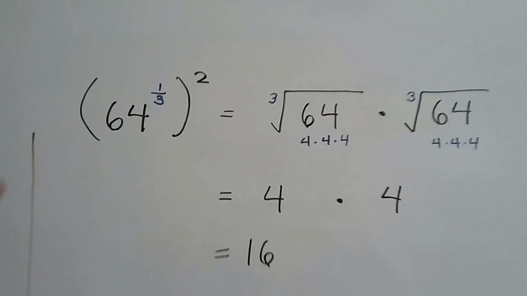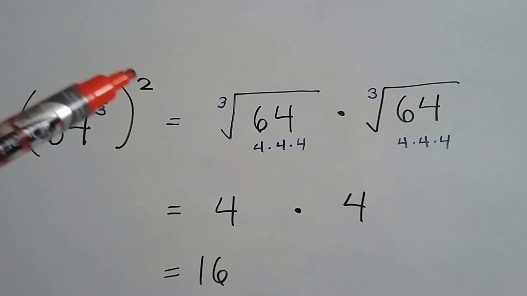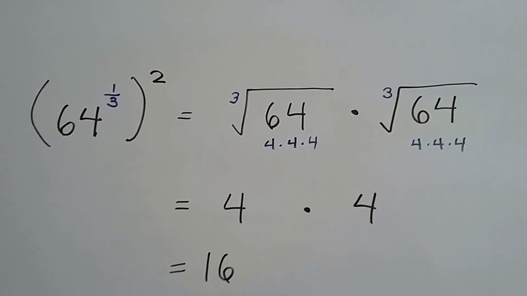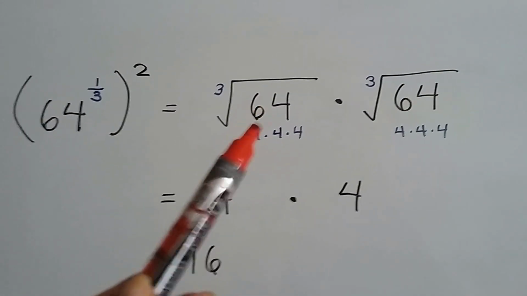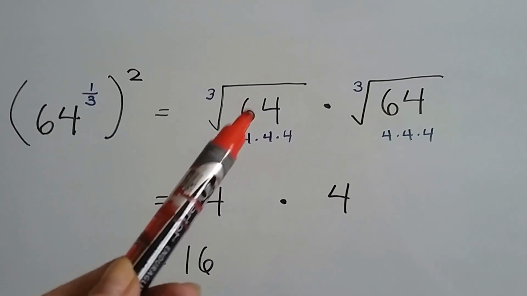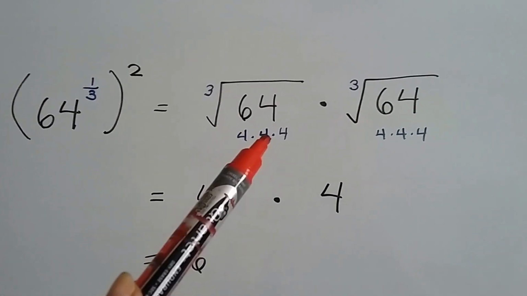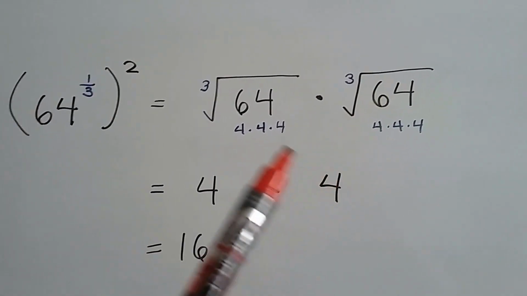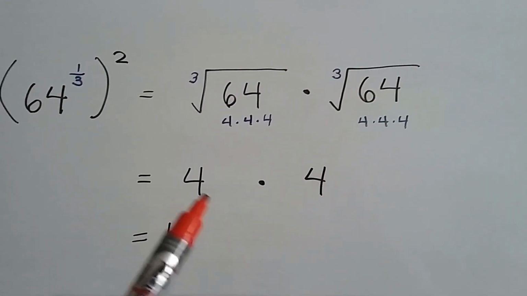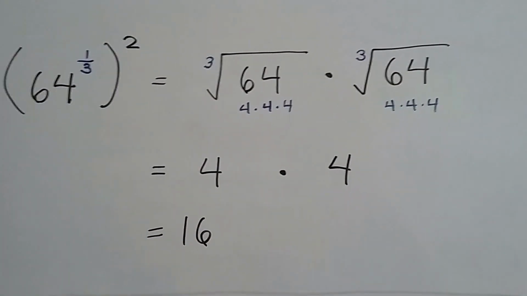Let's try another one with parentheses. This means the cube root of 64 times the cube root of 64. See? The little 3 denominator goes there as the index. And you need to find out what times what times what. What 3 digits multiplied together would make a 64? It would be a 4. 4 times 4 is 16. Times 4 is 64. And this equals 4 and this equals 4. So because they're multiplying together, that means we have 4 times 4. 4 times 4 is 16.